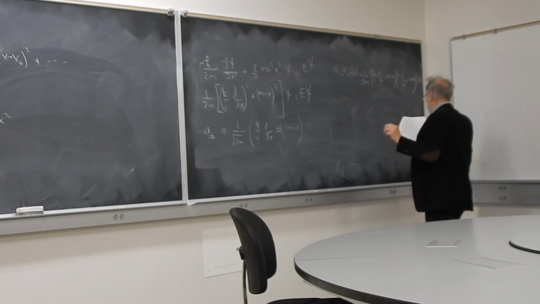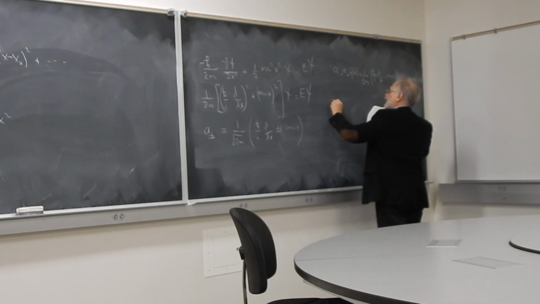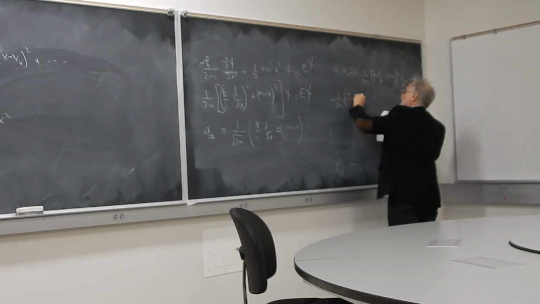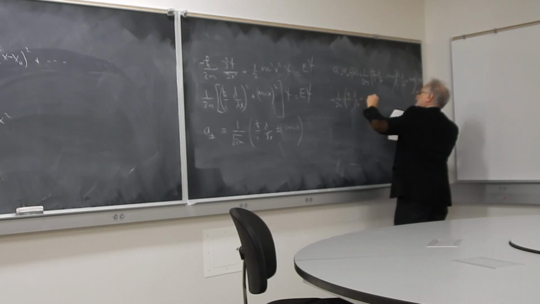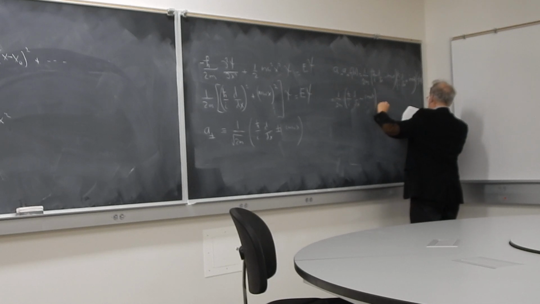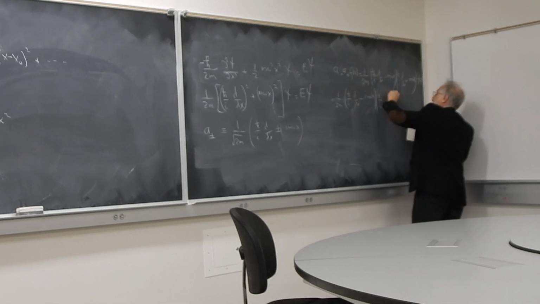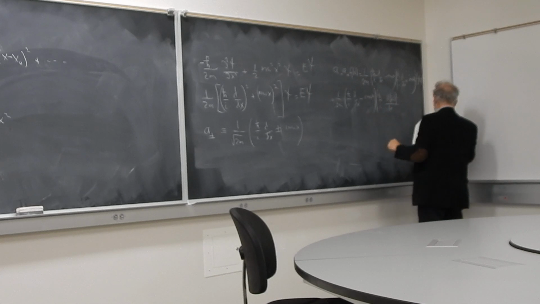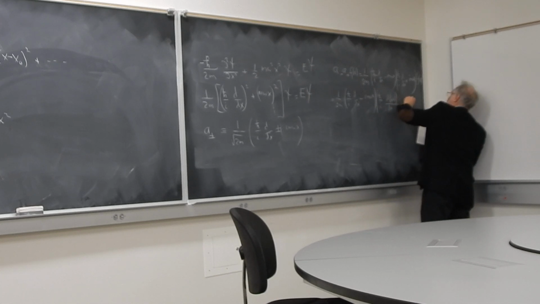I can rewrite this further as 1 over 2m times h bar over i d dx minus i m omega x times h bar over i d of f of x, because I'm applying my derivative here, dx, plus i m omega x times f of x.